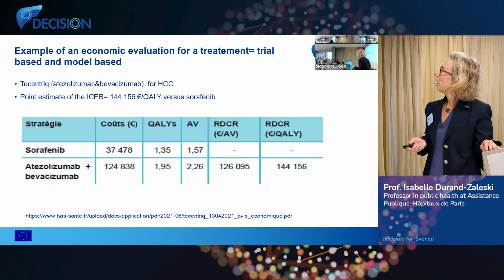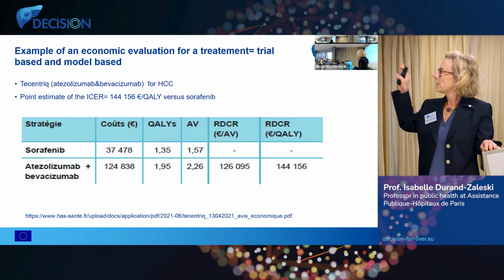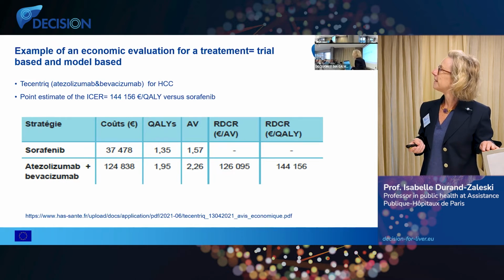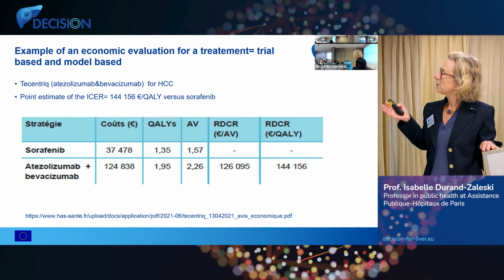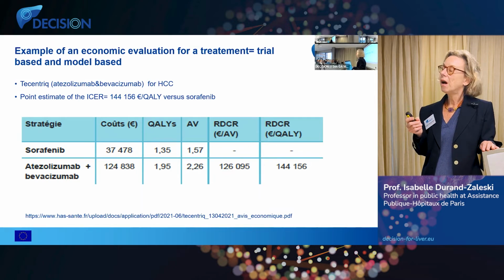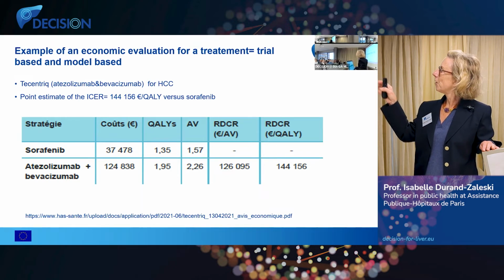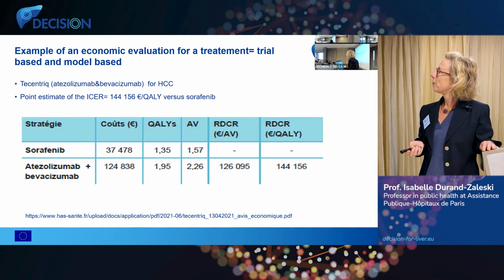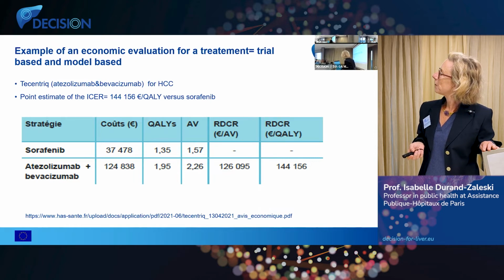So what would it look like? This is how results are presented. I took an example from liver disease, hepatocellular carcinoma. So in the end, what you have is just a simple table. You look at the cost. I'm sorry, it's in French because it's from the National Health Authority. You have the cost for the 2 treatment options, so 35 and 140, 24,000.